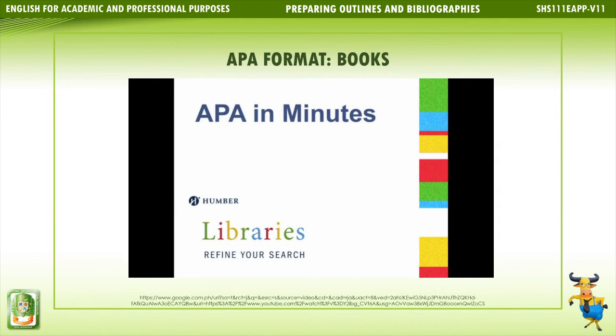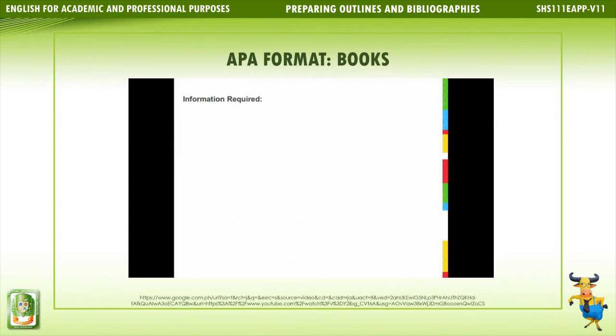This is Humber Libraries APA in minutes. This video will show you the basics on how to cite books in APA format. To cite a book, you'll need the author's name, the year that the book was published, the title, the publishing location, and the name of the publisher.